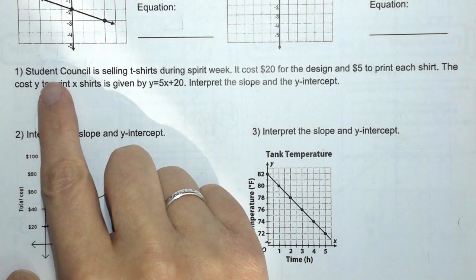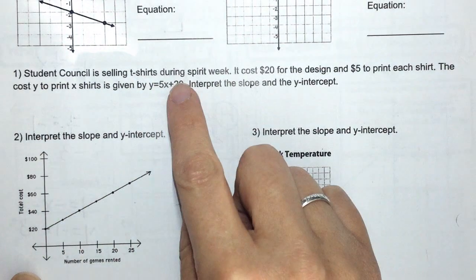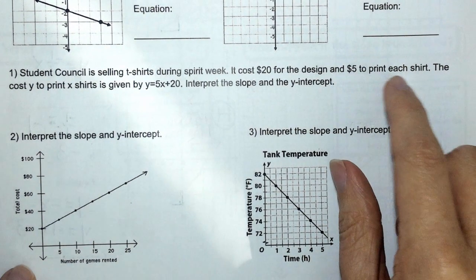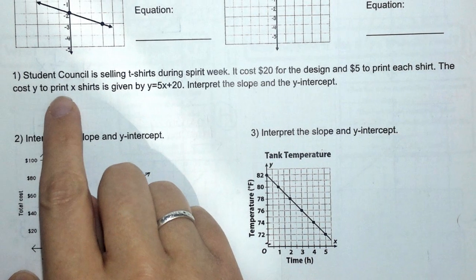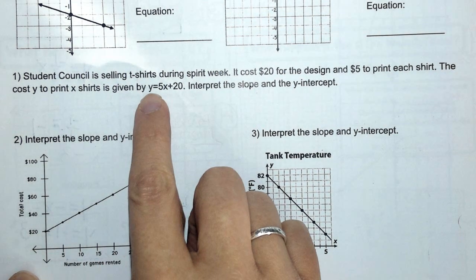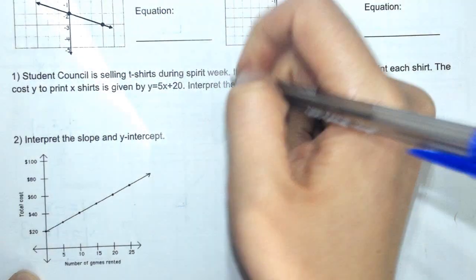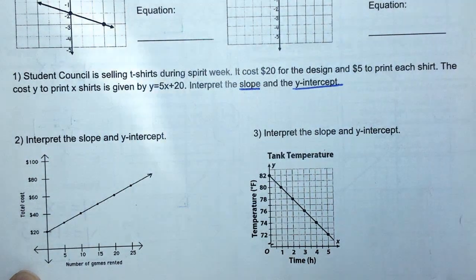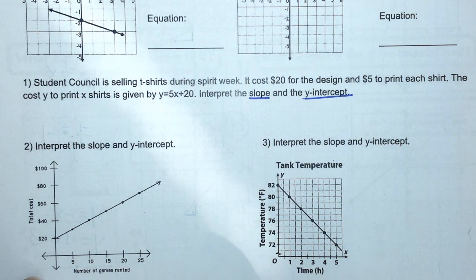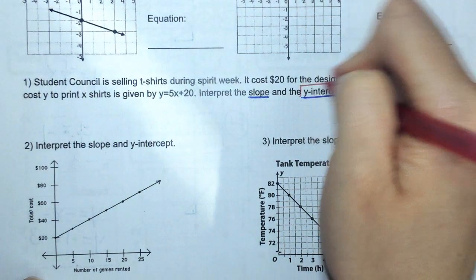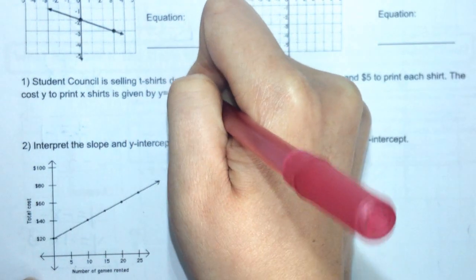On the bottom, it says, Student Council is selling t-shirts during Spirit Week. It costs $20 for the design and $5 to print each shirt. The cost y to print x shirts is given by the equation y equals 5x plus 20. Interpret both the slope and the y-intercept. So what is my y-intercept in this equation? Positive 20. So my y-intercept is this positive 20.